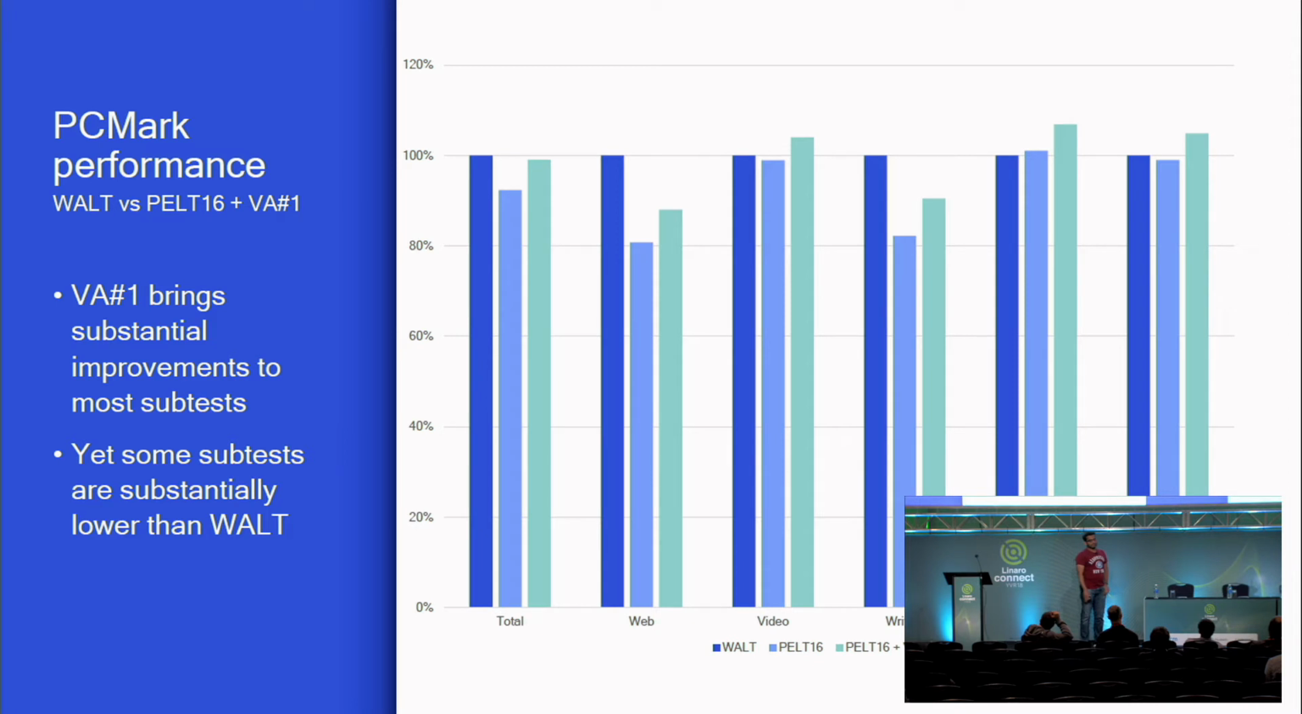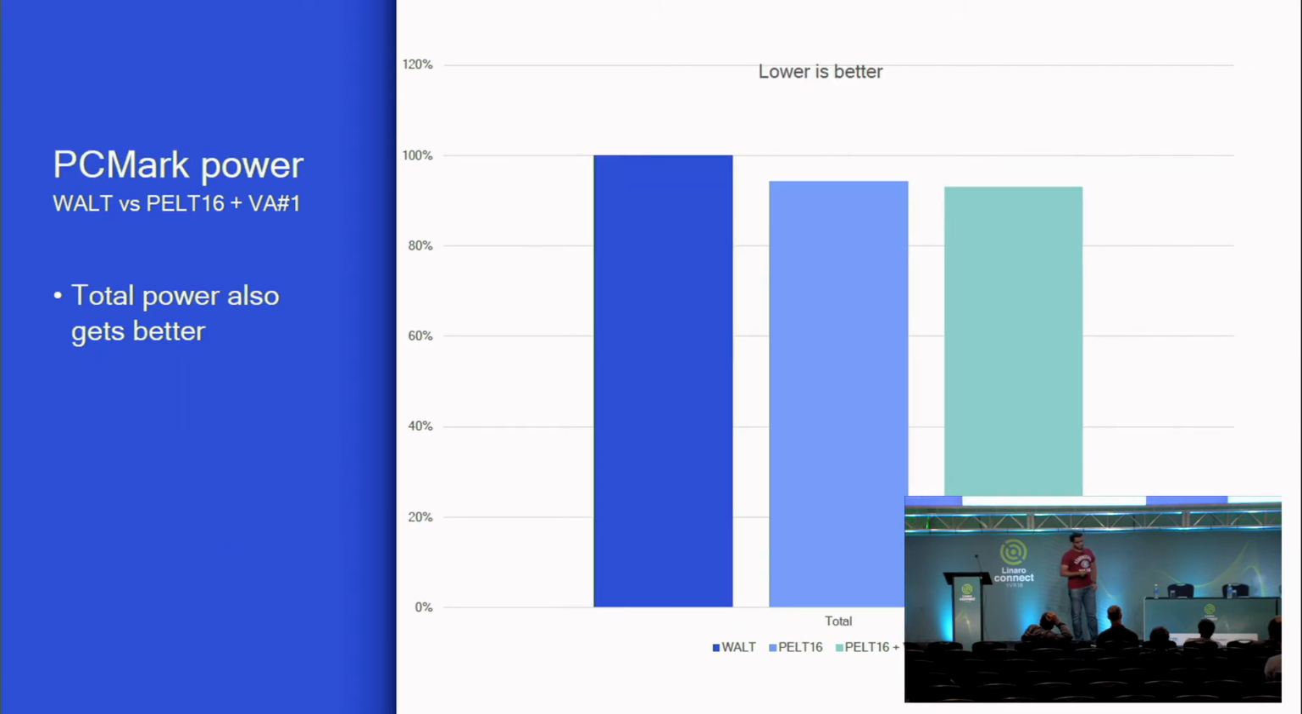Moving on to PCMark, you see substantial improvements in all the subtests. But some subtests are still worse than WALT. Even though value add 1 is improving, we haven't caught up with WALT yet. Mainly the web and writing are clearly worse than WALT. Moving on to power, this is where it gets interesting. With value add 1, the power actually reduces compared to PELT 16. So you get better performance and better power.